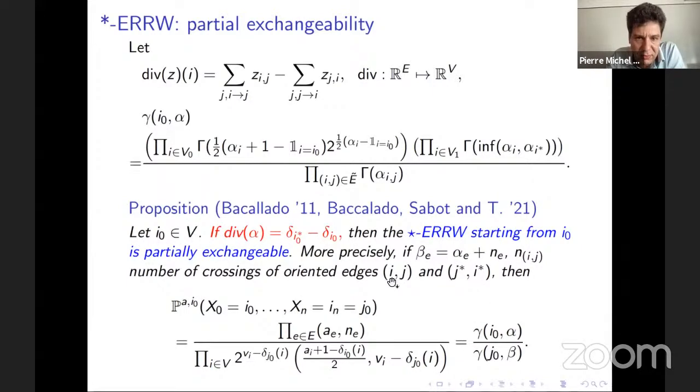So when it evolves, the divergence of beta at time n will be delta of xn star minus delta of xn. Then it's easy to see that if you renormalize the field by the time, you will converge to an object which has divergence 0.